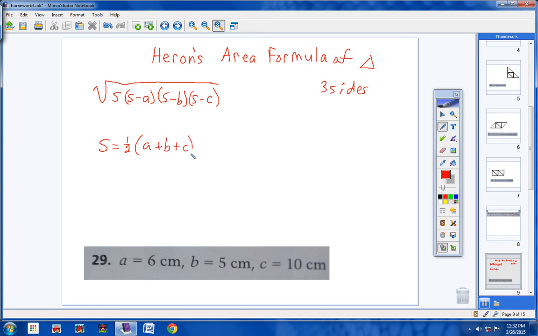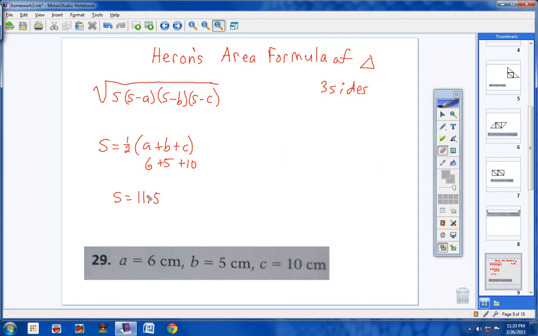So let me walk you through the first one here, see if this makes sense. You have a triangle that has lengths of 6, 5, and 10. Okay, so first of all, we're going to quickly find S. 6 plus 5 plus 10 would give you 21. Okay, and 1/2 times 21 would be 11.5. Alright, so all of your S's are 11.5.